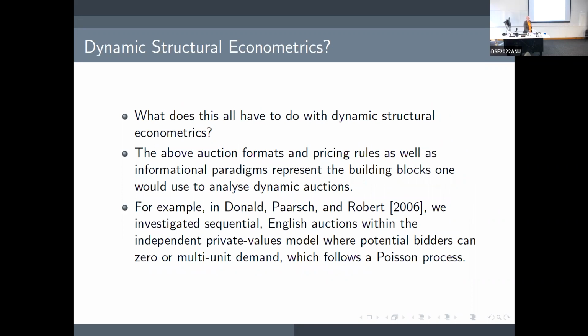Okay, so what you're going to do if you want to do dynamic structural econometrics in auctions is you're going to choose a format and some pricing rules, and then you're going to go forth.